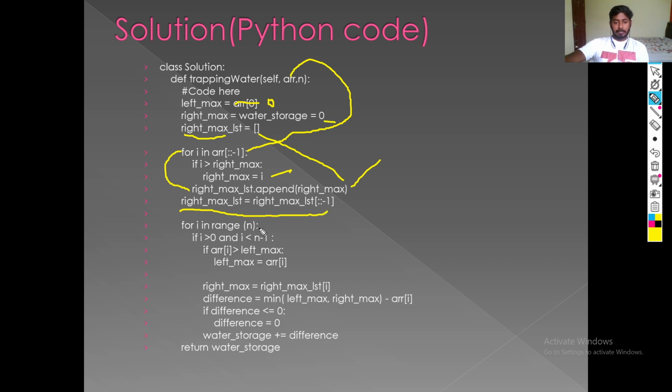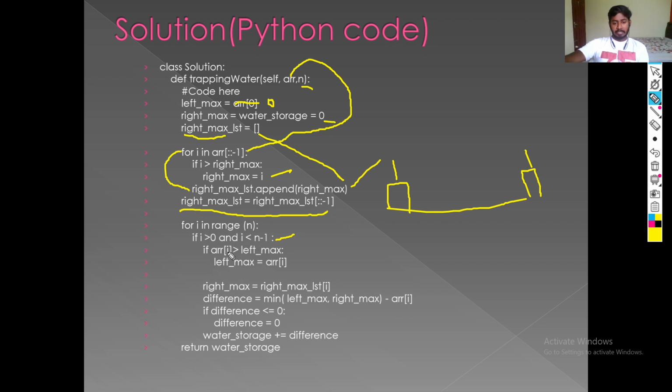After that, this particular block is the main block which is used to calculate the water storage. In the for loop, I'm passing the range of the length of the list. I'm checking the particular block, but I don't want to check the first block and the last block. It is not even possible to store water in this place and this place, so that's why I don't want to do that. This block of condition handles that.